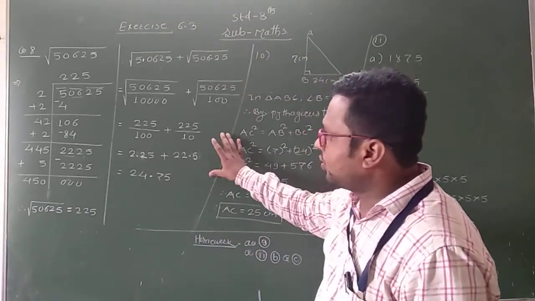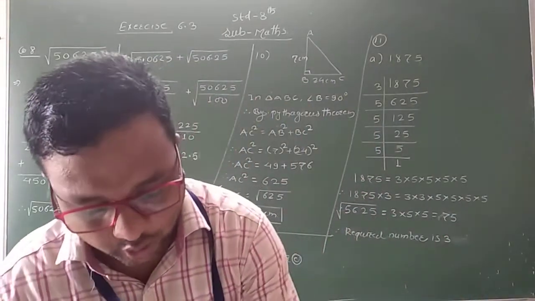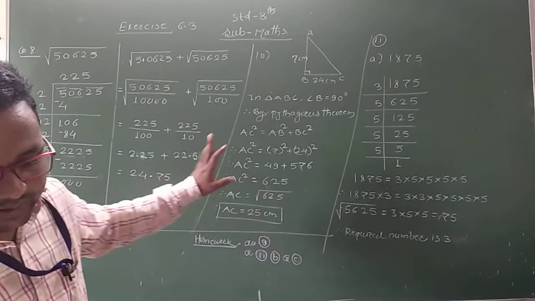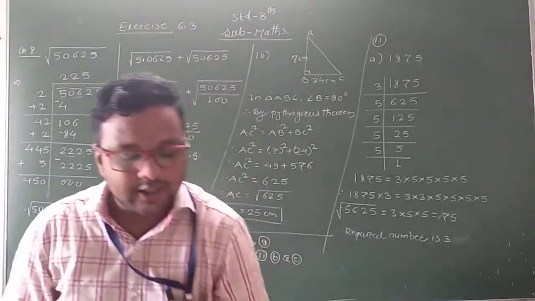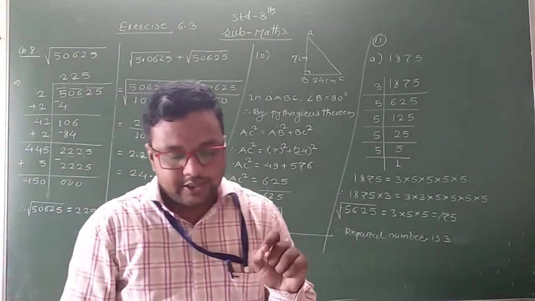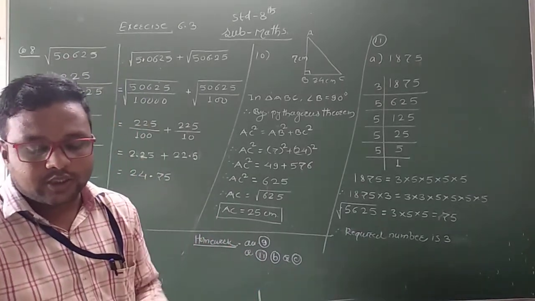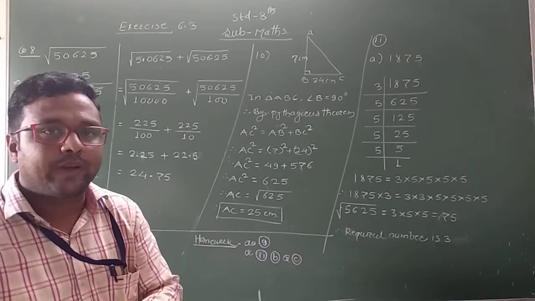I hope students, you understand this question. Now we see the next question, question number 10. In right angle triangle ABC, angle B is 90 degrees, the length of AB is 7 cm, BC is 24 cm. Find the value of AC.